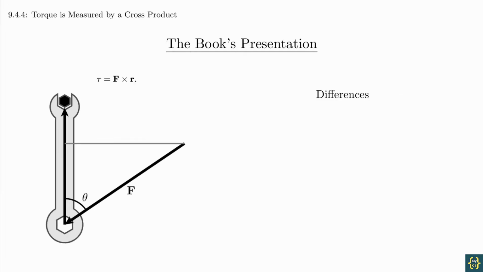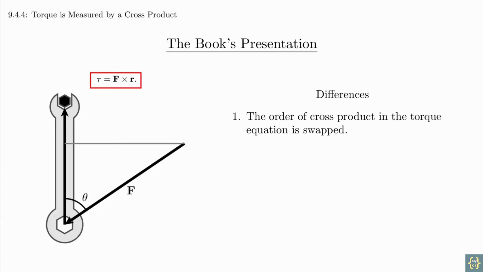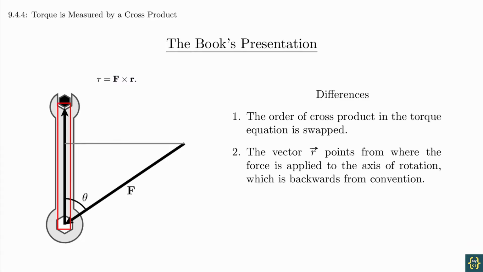I want to take a moment to point out the differences in the book so that you know where they are. The book uses torque is equal to F cross R instead of R cross F. In the book's diagram, the vector R is backwards from the convention, pointing from the place the force is being applied back to the axis of rotation. It turns out that these two differences cancel each other out, and the curious student may want to think about how they might verify that for themselves.